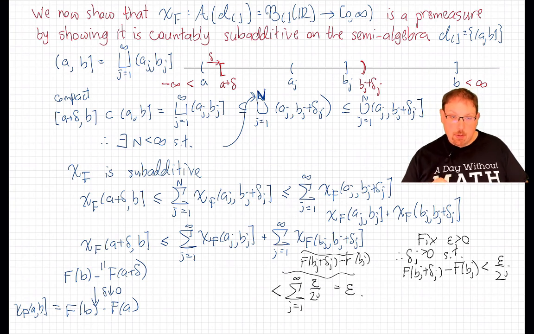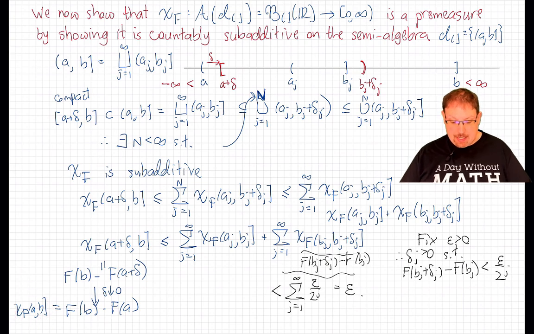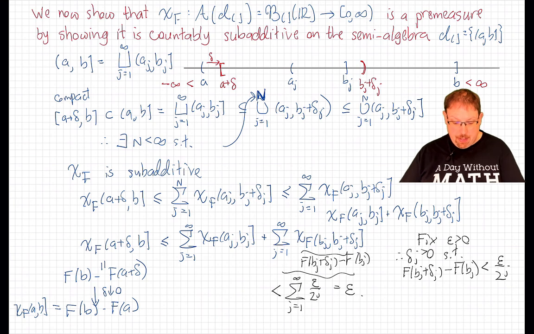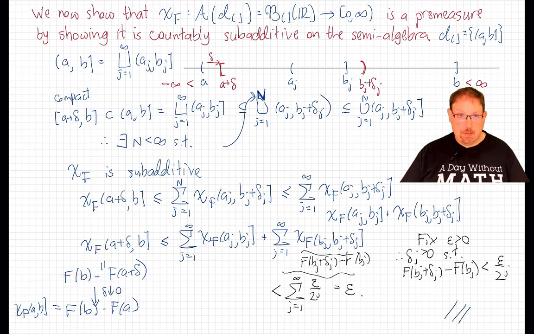And so we haven't quite proved yet exactly what we wanted. We proved that chi f of ab is less than or equal to the sum of chi f on the pieces plus epsilon. But we proved that for any epsilon, and therefore it follows that this is actually less than or equal to that, concluding the proof.